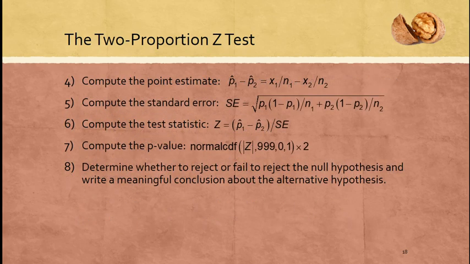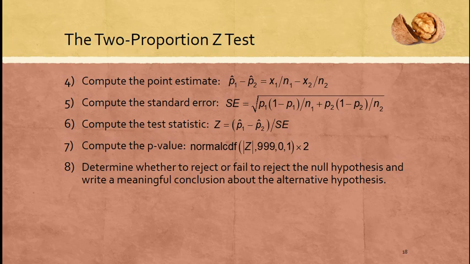The point estimate would be the difference of the two sample proportions, so x1 over n1 minus x2 over n2. From there, we'd compute the standard error, which is the square root of p1 times 1 minus p1 over n1, plus p2 times 1 minus p2 over n2. After that, we'd compute the test statistic, which is the point estimate minus the null value, over the standard error. The null value is always 0 for this test, so it's really just the point estimate divided by the standard error.